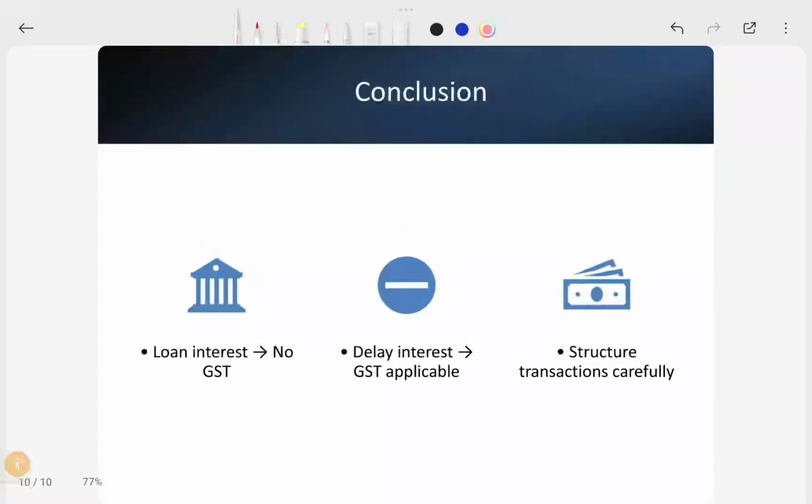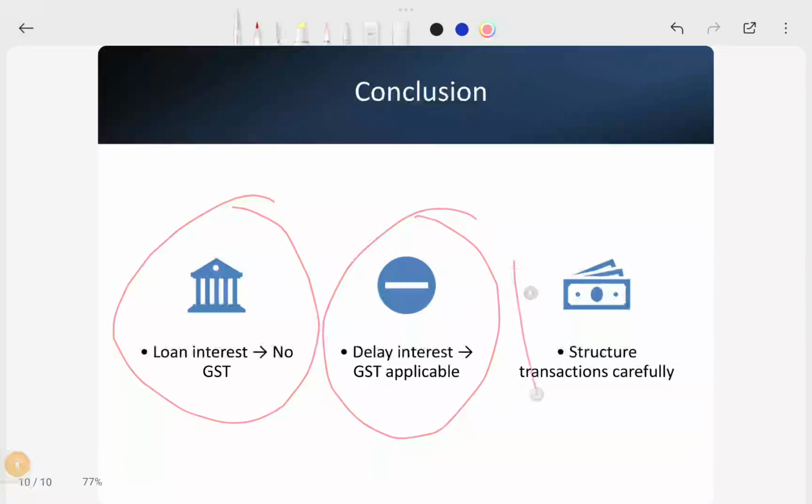To conclude the video: loan interest is exempt. If it is delayed payment interest, GST is applicable. You have to structure things properly, like the 3B returns, loan agreements and TP agreements. Everything you have to compile with clarity.